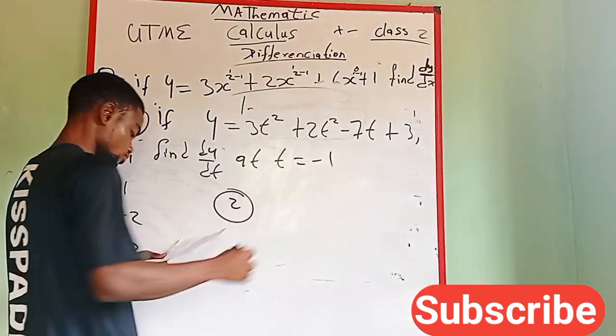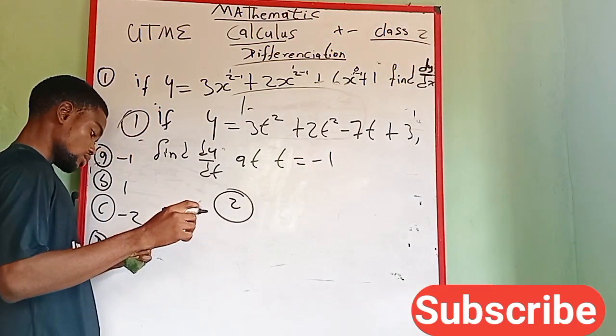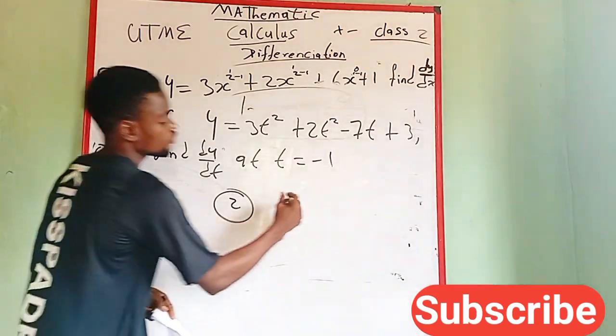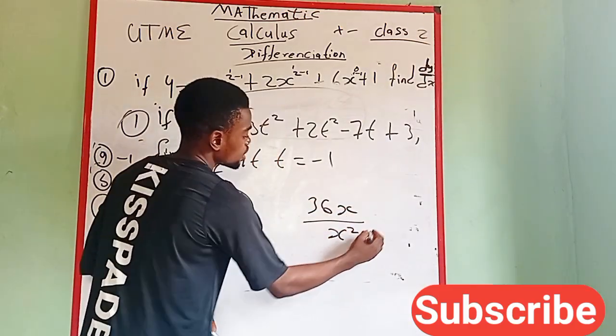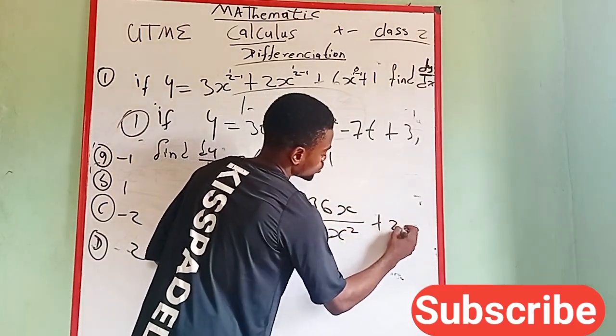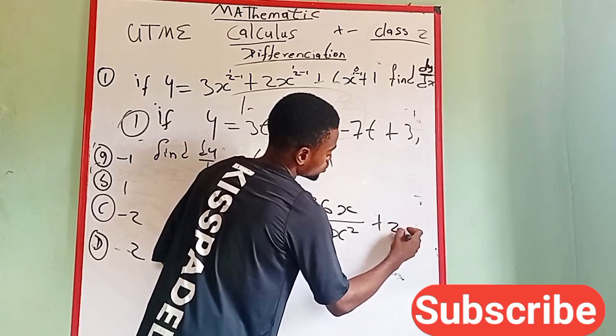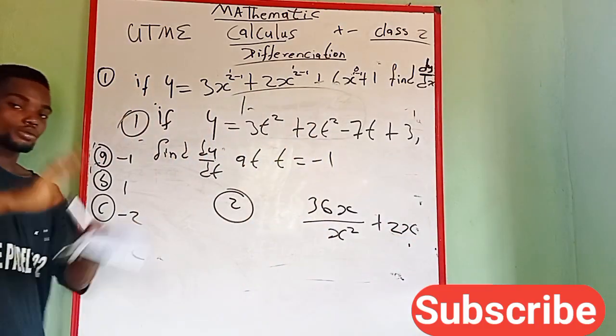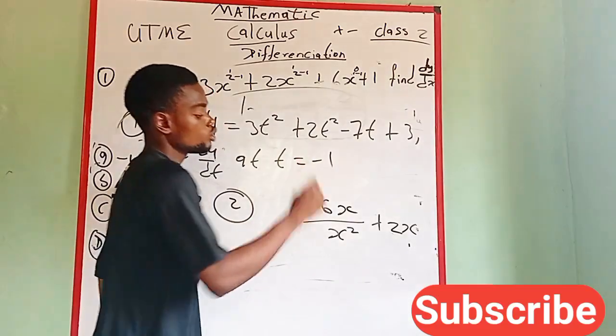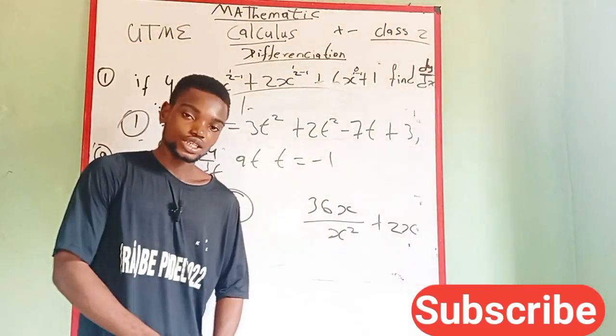The second one you have to do for me is solve this. I'm going to bring this one from my memory. Solve 36x over x squared plus 2s. So differentiate this. Put your answer in the comment section. No options. So differentiate this. Put your answer in the comment section, guys.